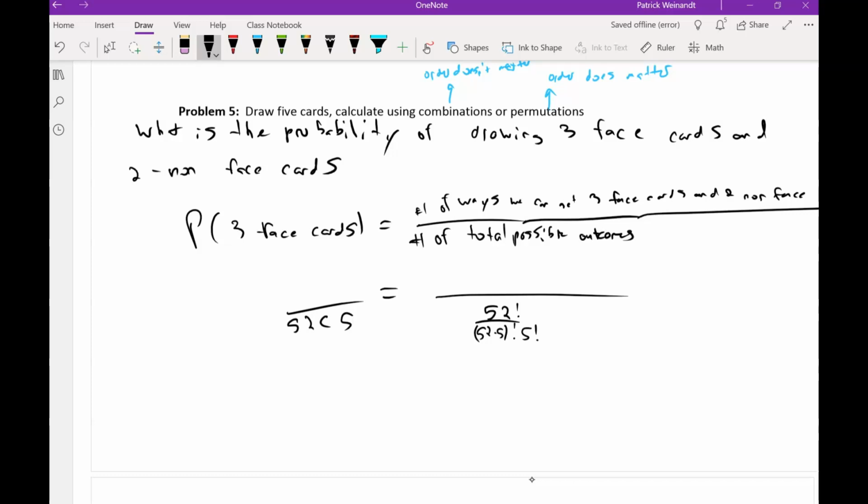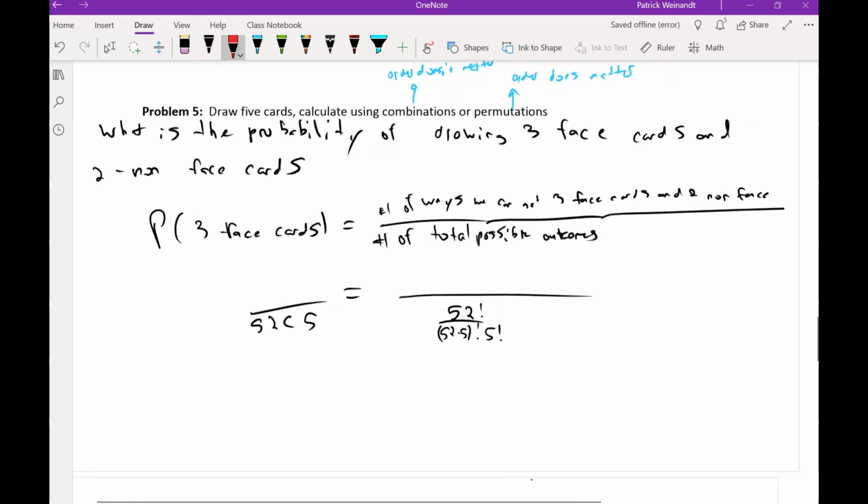We want to think of how many ways can we get 3 face cards? How many ways can we get 3 face cards? And the answer is, well, how many face cards are there? We know that Jack, King, and Queen is a face card. There's 3 in each suit. There's a total of 4 suits, so 3 times 4 gives me 12.